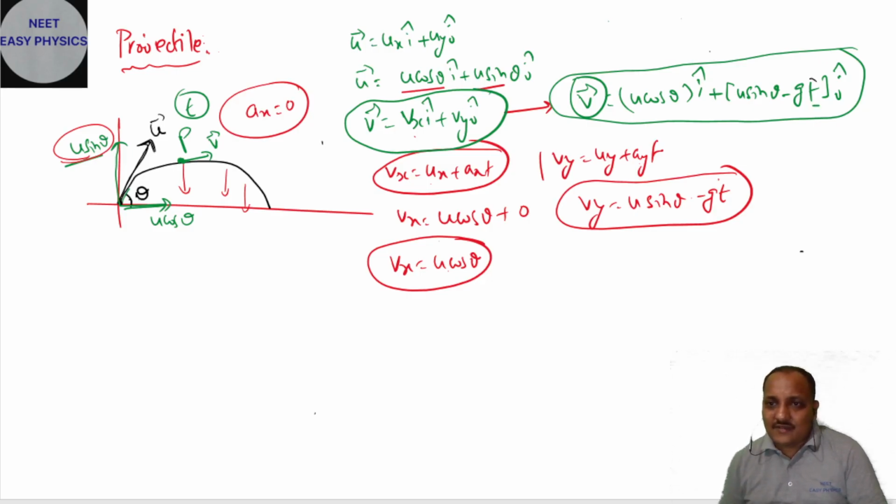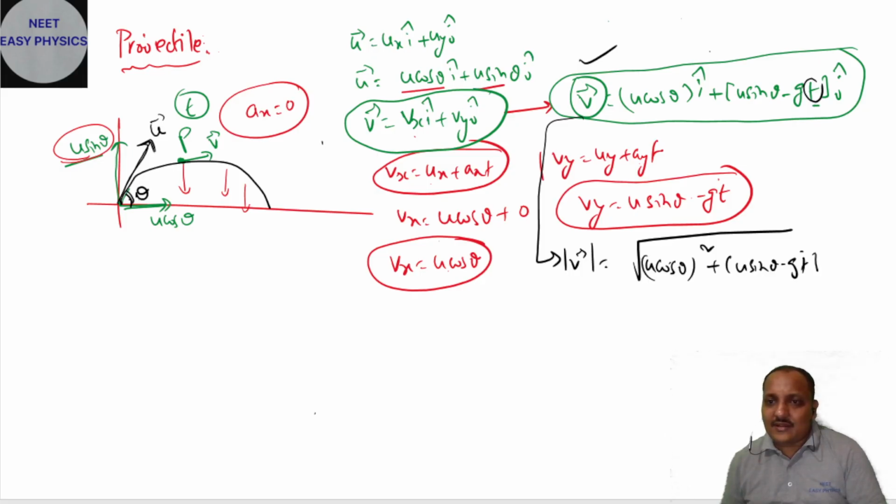So if they ask what is the velocity after t time when it is projected with some angle, then you have to use this one. If they are asking for the magnitude, how will we find it? The magnitude of velocity is equal to root of u cos theta whole square plus u sin theta minus gt whole square. Now at point P, what is its position vector, or displacement? Now s bar or r bar is equal to Sx i cap plus Sy j cap.